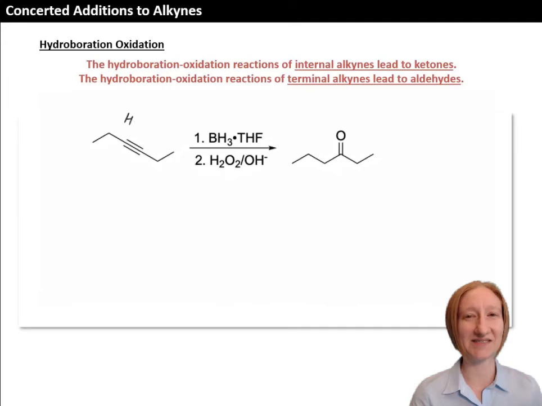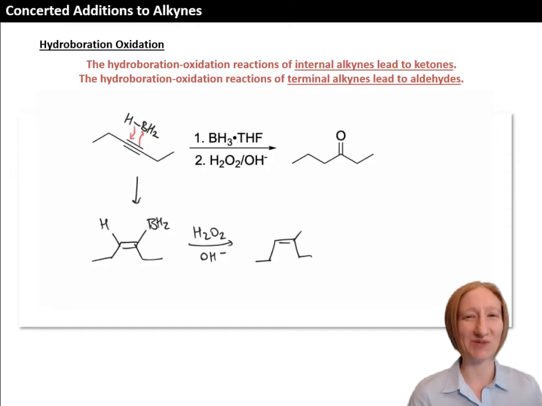The reaction begins in the same fashion as the reaction of alkenes with borane. The nucleophilic alkyne attacks the electrophilic boron at the less substituted carbon, and in a single concerted step, the hydride transfers to the more substituted carbon of the alkyne. Then in step 2 of the reaction, the borane is replaced with an alcohol by the hydrogen peroxide and base. This step results in the hydrated product, which is an enol.